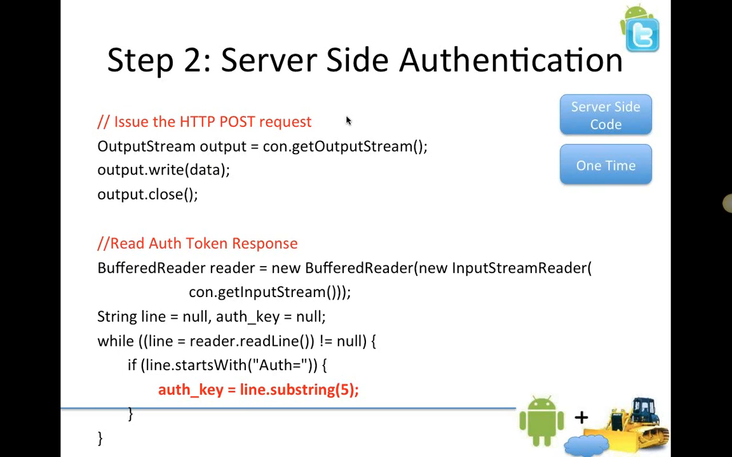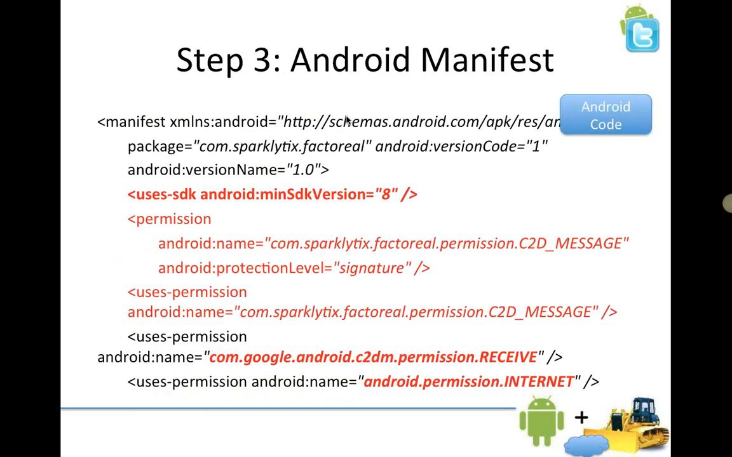Step three is that your Android manifest needs to be done in a particular manner. Now, I won't go into the details of the screens and everything, but I'll typically talk about things which are very, very much required by the C2DM layer. So first thing is you need to have a minimum SDK level of 8, because Froyo and above is supported. Below, it's not supported.